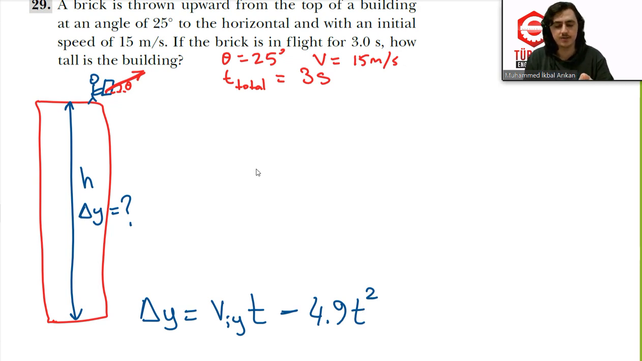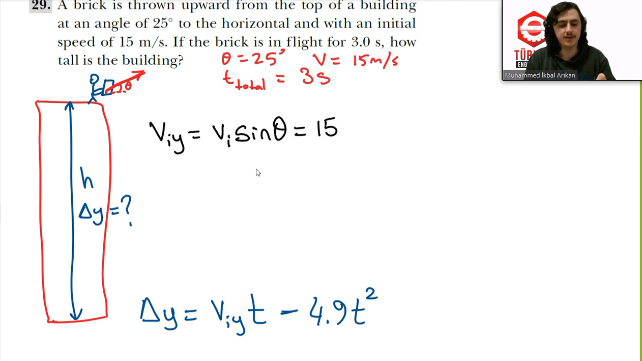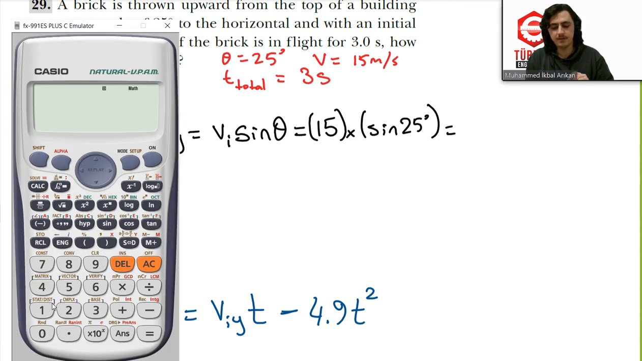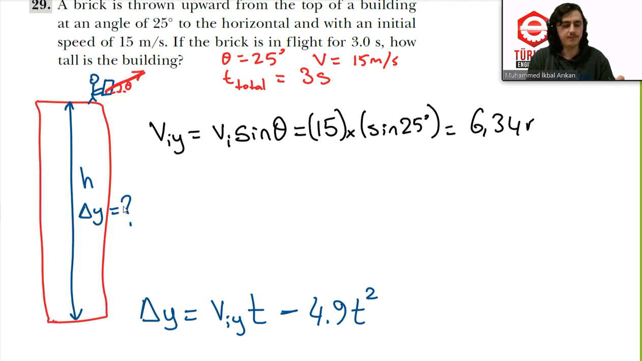How can I calculate this one? The initial velocity in y will be the initial velocity times sine of our angle. The initial velocity magnitude is 15, the initial speed, times sine of 25 degrees. So we will see what our initial velocity in the y-axis is. I put 25 degrees and I get 6.34 meters per second. So I know the initial component of the velocity, Vy.